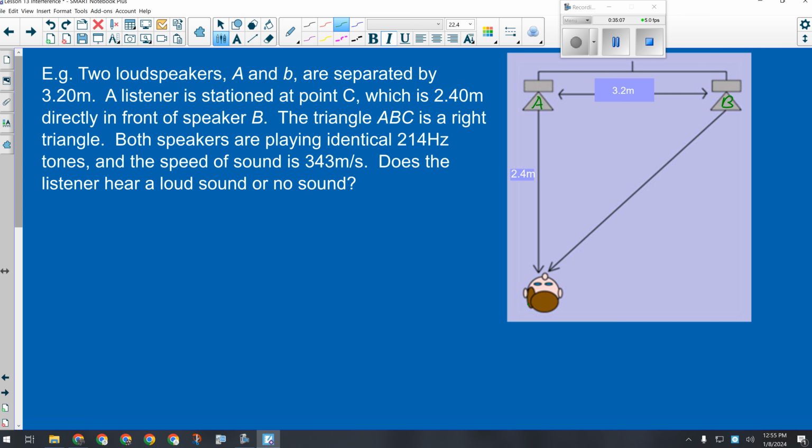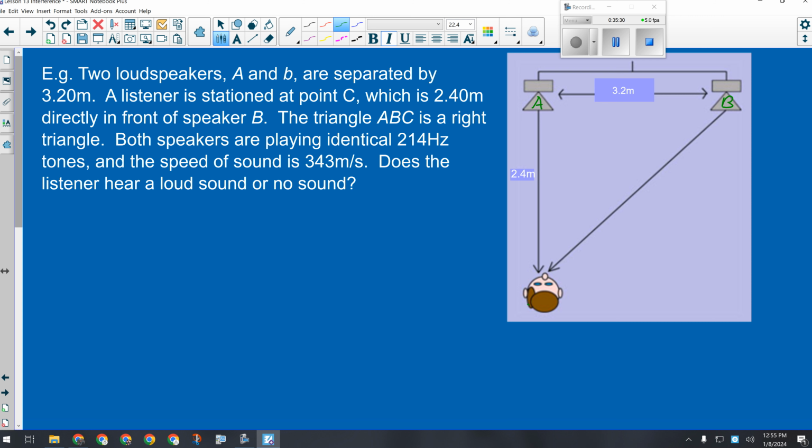Now, if I'm going to find that out, what do I need to know? What would be one really useful thing to know if I'm trying to find the number of wavelengths from one speaker to the person? The wavelength, yeah, I kind of need to know the wavelength. That's pretty important if I'm going to determine how many wavelengths there are.